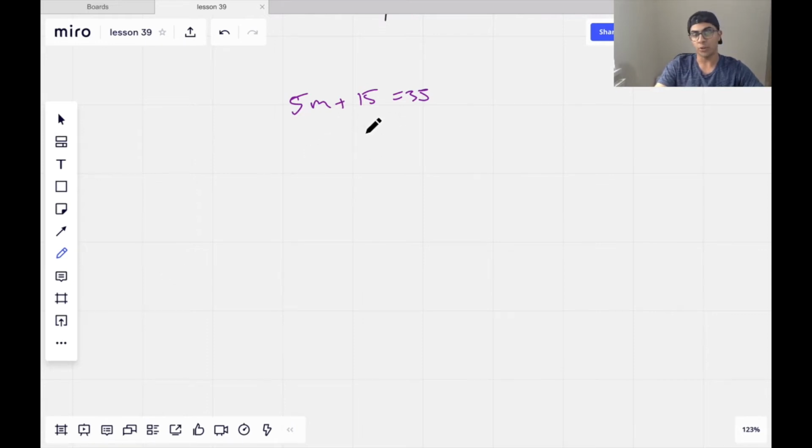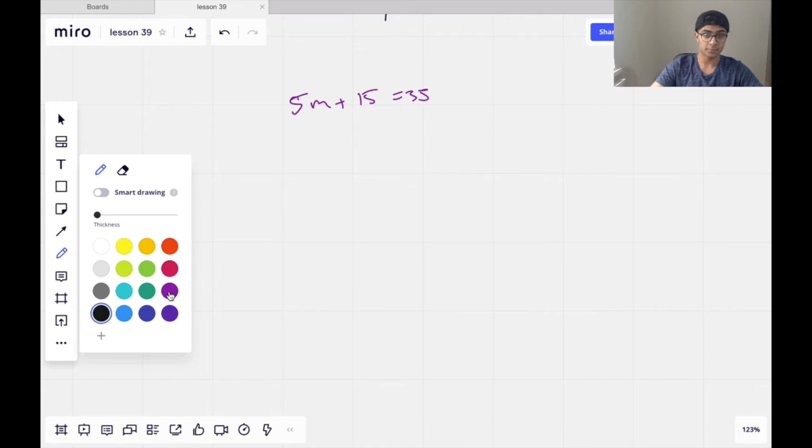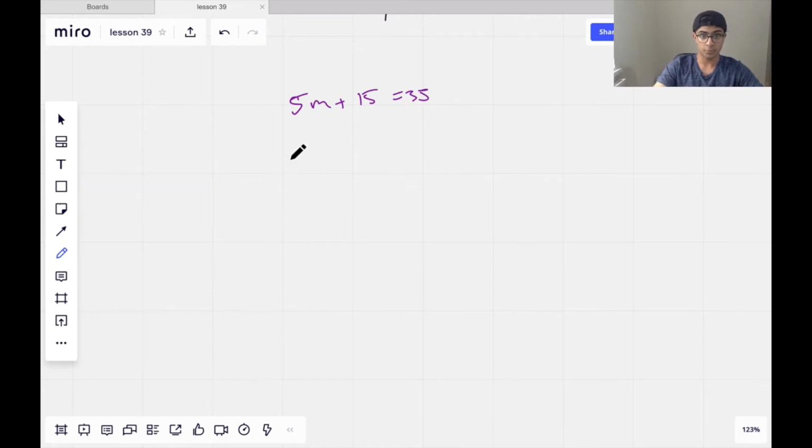So the first thing we're going to do, remember, is we have to get the m on its own, and so the first thing we're going to do is the opposite of this addition here. So take away 15 from both sides. So minus 15, minus 15, and then on the left hand side we get 5m, and on the right we get 20.